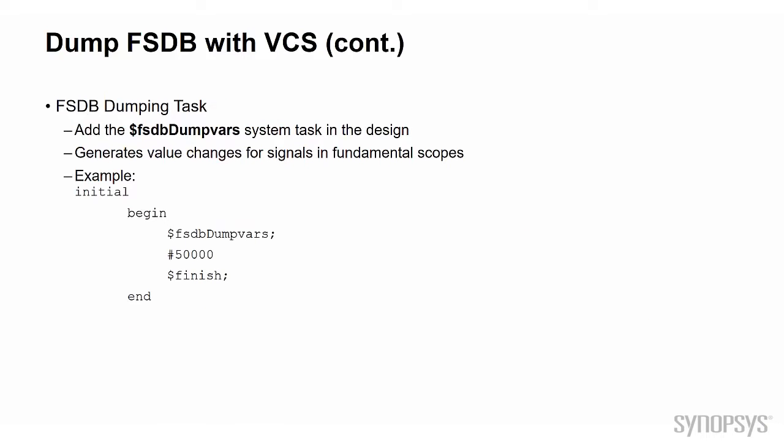There are three ways to dump an FSDB with VCS, and the simplest way is to add the FSDB dumper system task in your design. This will generate value changes for fundamental signals in the FSDB file, and the default name of the FSDB file is novas.fsdb.